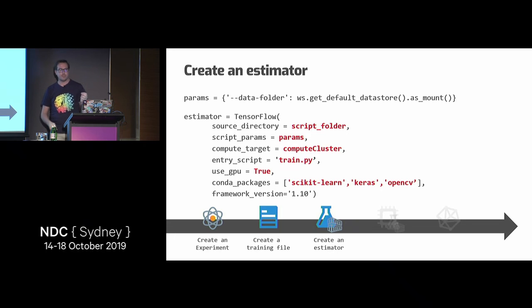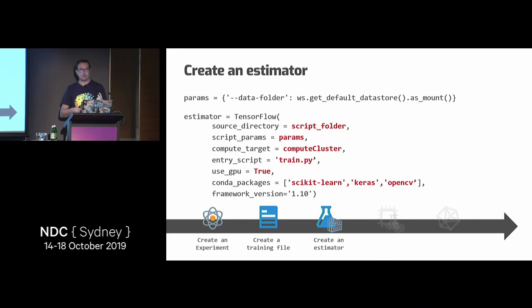So I say create an estimator from the base image TensorFlow. I point to a script folder, and the script folder is the folder where my training scripts and my other scripts are. I say use some script parameters. In this example, it is only the reference to where to find my data, my training data. In this case, it is just my default storage device. Use this compute cluster, that is the cluster we've just created in the previous steps. And when you're all set up and run, execute train.py. And then the training process will start.